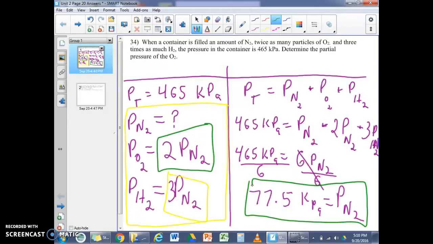oxygen is. Well, as I have over here in my statement, I know that the pressure of the oxygen is twice the pressure of the nitrogen. So I just have to take my 77.5 times 2, and then I know that the final answer to the question, and I don't have time to really show all my work for that, but my final answer to the question then is that the pressure of the oxygen is 155 kilopascals as the answer to that question.